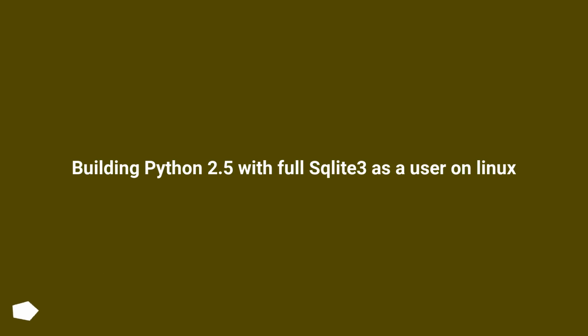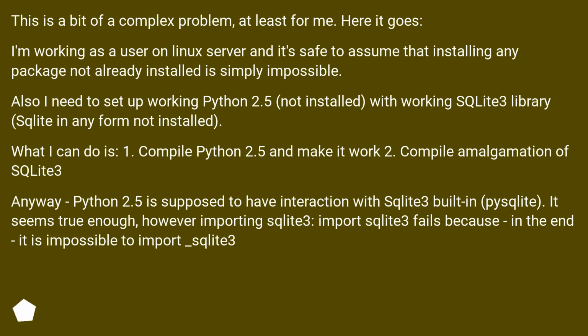Building Python 2.5 with full SQLite3 as a user on Linux. This is a bit of a complex problem, at least for me. Here it goes. I'm working as a user on a Linux server, and it's safe to assume that installing any package not already installed is simply impossible. Also, I need to set up a working Python 2.5, not installed, with a working Sqlite3 library, SQLite in any form not installed.